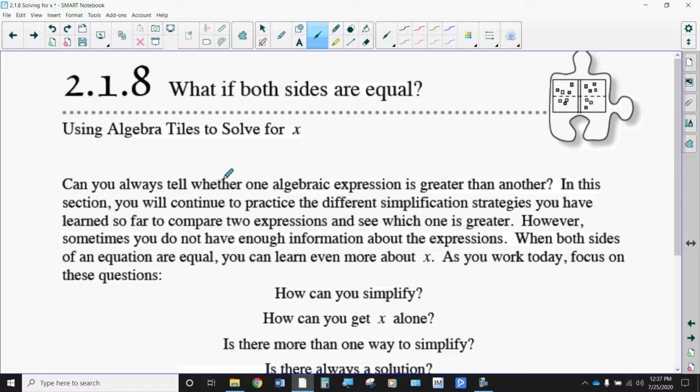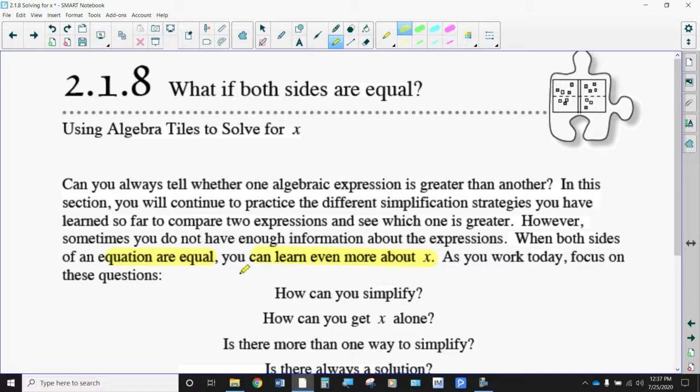Can you always tell whether one algebraic expression is greater than the other? In this section, you will continue to practice the different simplification strategies you have learned so far to compare two expressions and see which one is greater. However, sometimes you do not have enough information about the expressions. When both sides of the equation are equal, you can learn more about x.